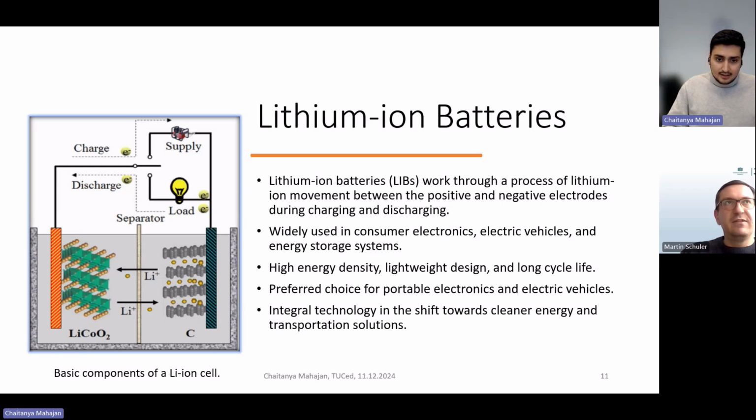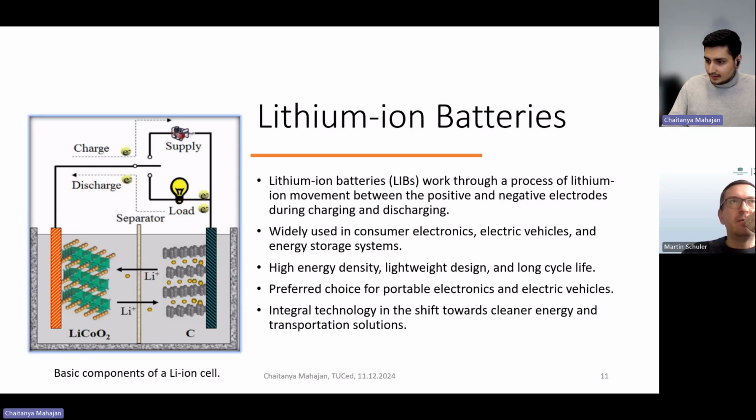Our laptops, our cars, our mobile phones, everything has lithium-ion batteries in it, even our smartwatches. They're light, they have a high energy efficiency, they have a long cycle life, and they have become the go-to energy storage system of the 21st century.